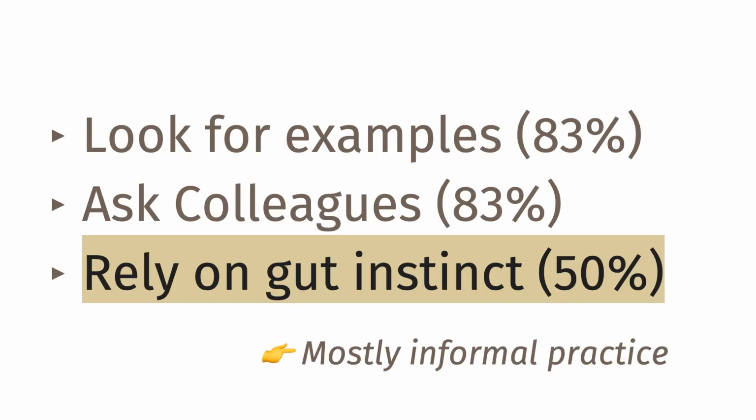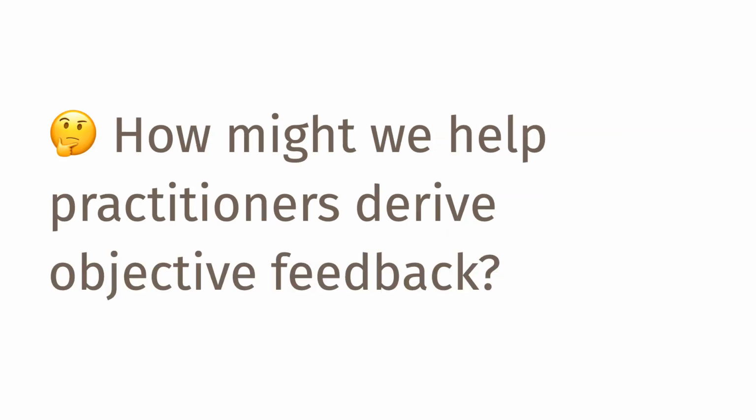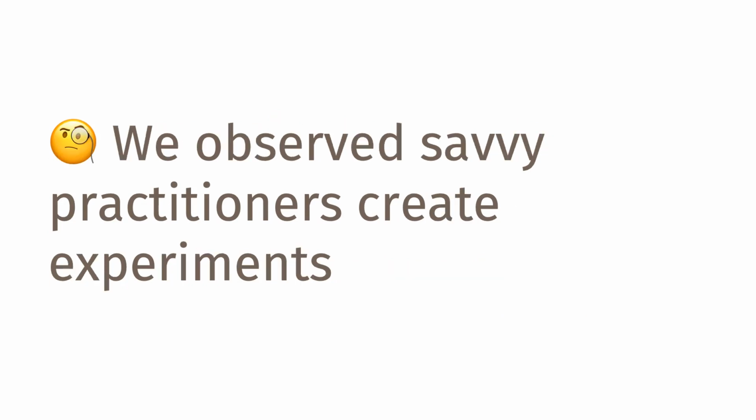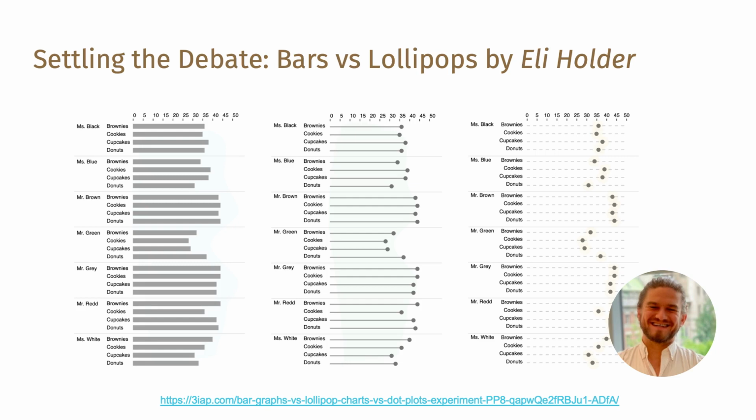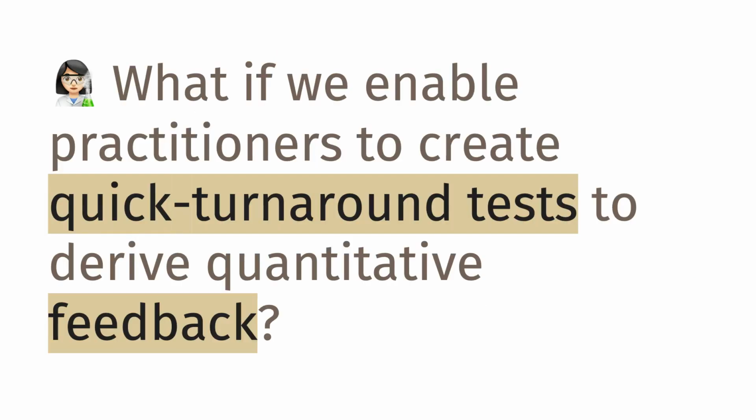To resolve design conflicts, they said they look for examples, ask colleagues, or rely on gut instinct. This confirmed our hypothesis that the current feedback practice is mostly ad hoc. So we thought, how might we help practitioners derive objective feedback? We observed savvy practitioners create experiments to test their design ideas. Here is an example of such an experiment demonstrating the comparison of different bar styles by a practitioner. We then thought, what if we enable practitioners to create quick turnaround tests to derive quantitative feedback?